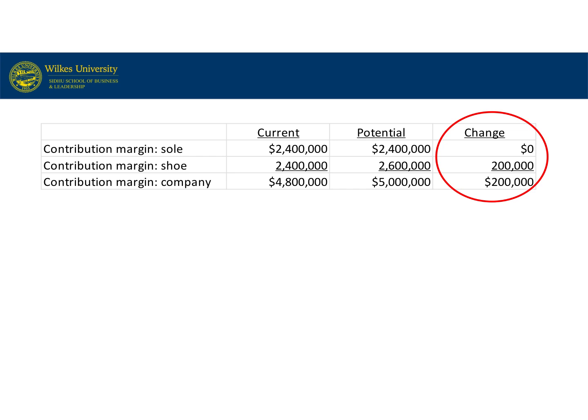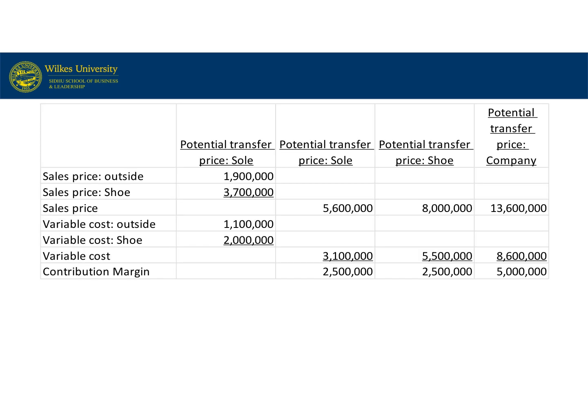This is the perfect time to have a negotiated transfer price. Since the cost savings is $10, what if we split the savings and had a transfer price of $185? Total contribution margin for the company is still $5 million. But now, both sole and shoe have increased the contribution margin, and both have an incentive to cooperate with each other. That's it for this lab.